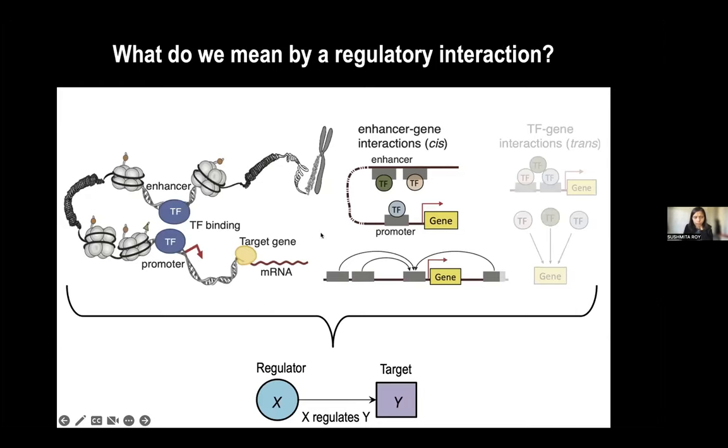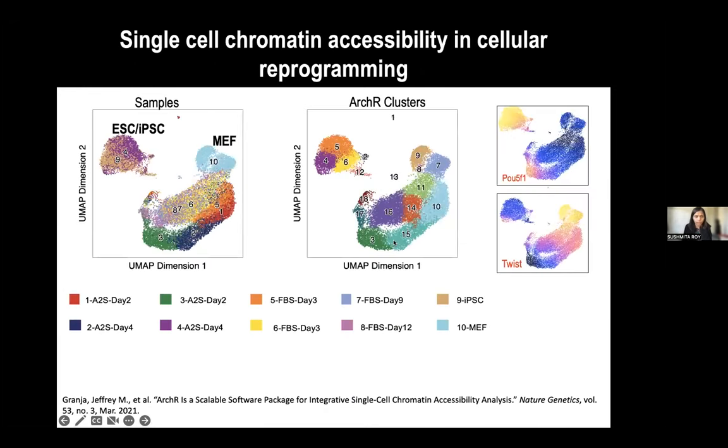So going back up to the picture about what we mean by GR interaction in a gene regulatory network, let's focus on this first question of cis. Here, we largely focused first on the accessibility data. What you're seeing here is an analysis that was done using this method called ArchR.